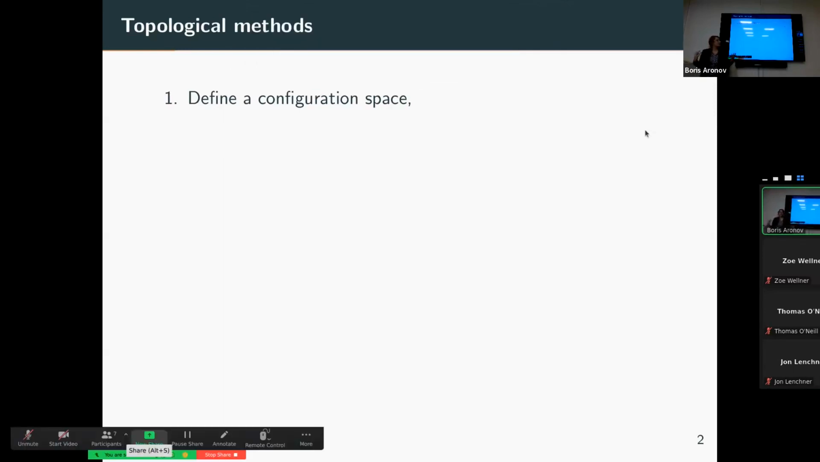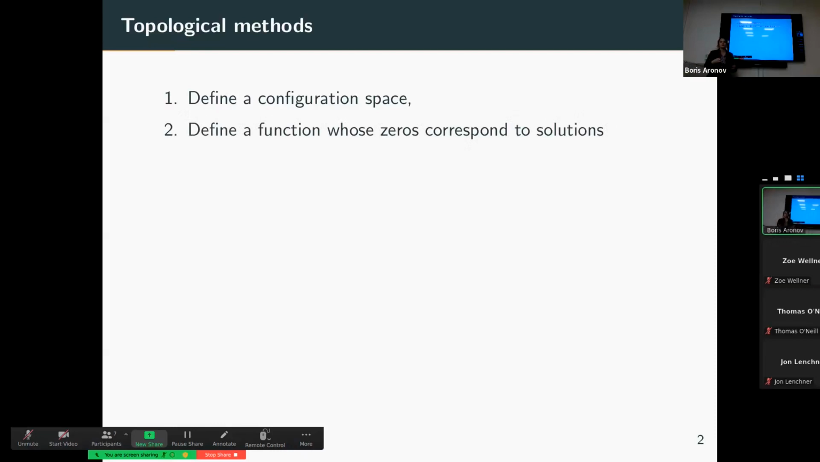When you're approaching a combinatorics question, a question that's overall discrete in nature, with topological methods, one of the first things that you would want to do is to define a configuration space. So try to set up a simplicial complex or some type of space where you have all of your possible solutions for your combinatorial question. And then you want to define your function that has a zero that will correspond to your solution. And then the last step is to show that your function has a zero.